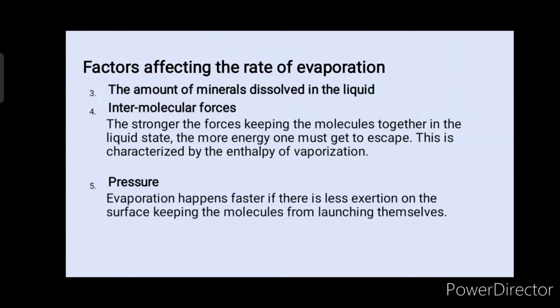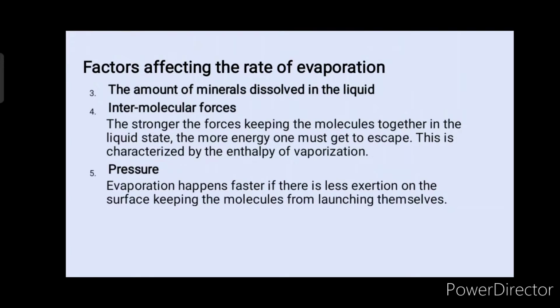Pressure. Evaporation happens faster if there is less exertion on the surface keeping the molecules from launching themselves. So with pressure, we have high and low pressure. High pressure, for example, is storms and typhoons, so the rate of evaporation there is low. But in low pressure, a typhoon starts out as a low-pressure area before it forms. So it means that in that area, the rate of evaporation is high.